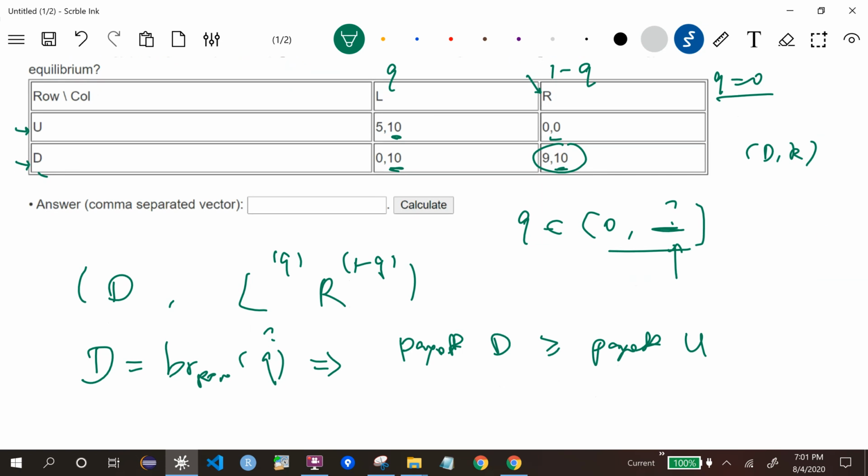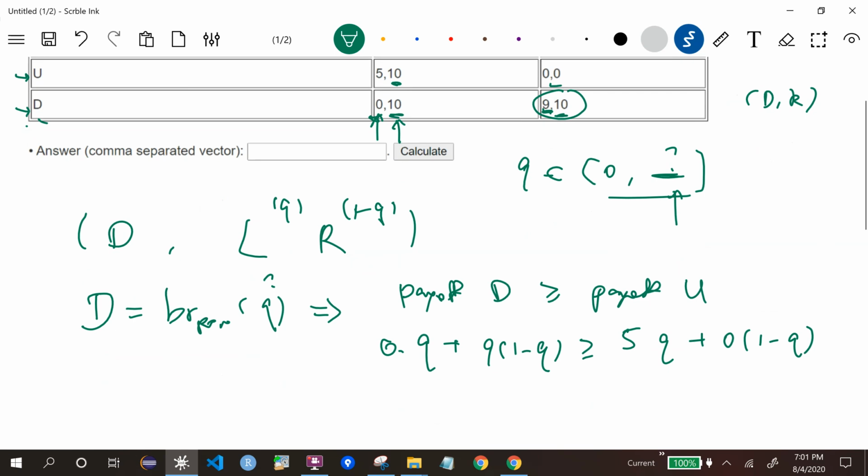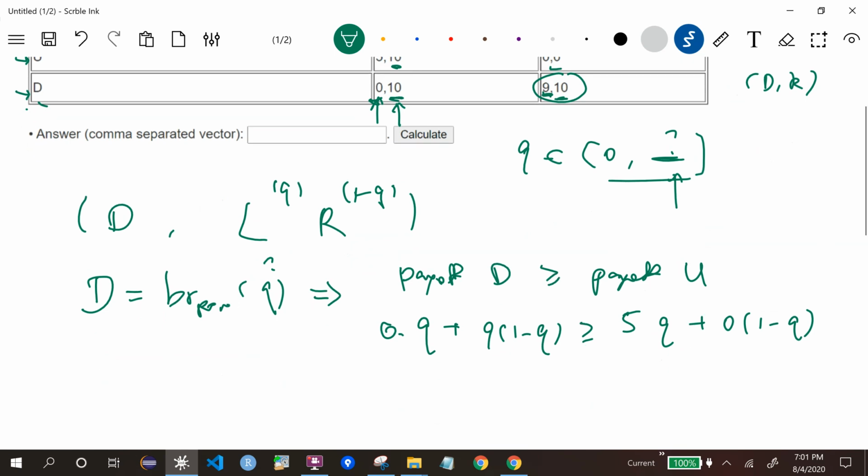And we can compute both. The payoff from D is 0 times Q, so I get 0 with probability Q, and I get 9 with probability 1 minus Q, because the row player's payoff is the first number and the column player's payoff is the second number. So we have 0 and 9, and we compare it with 5 times Q plus 0 times 1 minus Q. We should be able to solve this quickly.